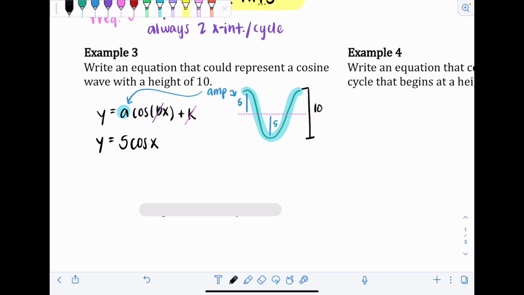Like I said before, for a problem like this in Canvas, you'll be given a list of functions, and you want to identify which one has the amplitude of 5, because the amplitude of 5 is going to result in a height of 10, because the height is going to be double the amplitude. So just a quick note, height is always double the amplitude, because the amplitude is only halfway across the wave, or the amplitude is half the height. So if the height is 10, the amplitude is 5. If the height was 20, the amplitude would be 10 and so on.